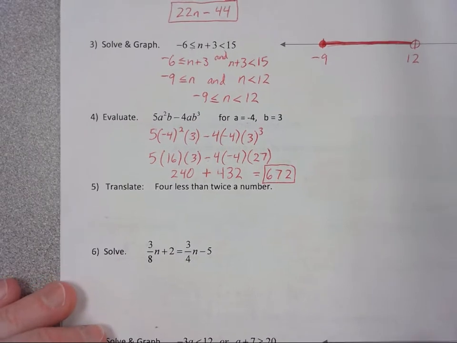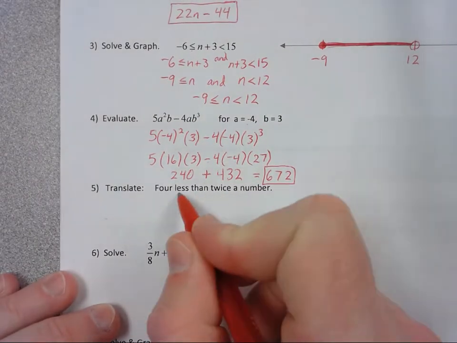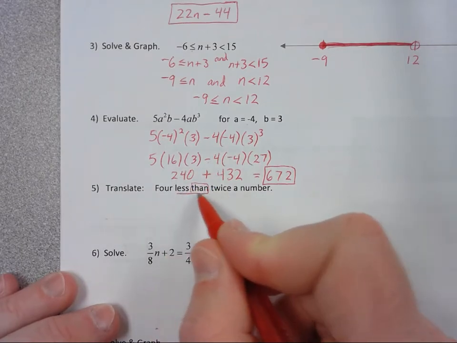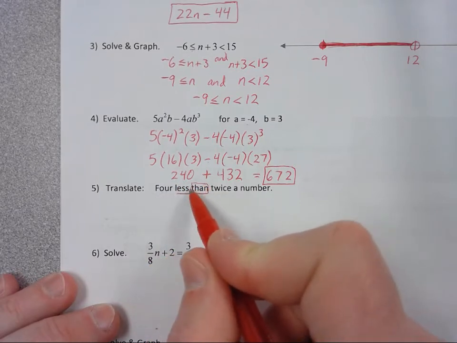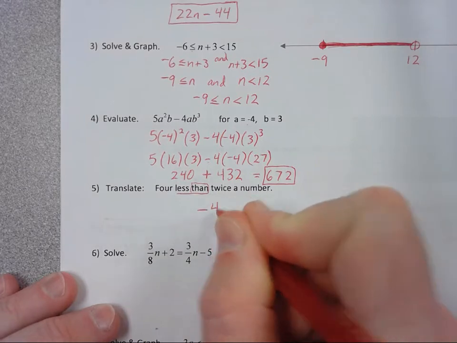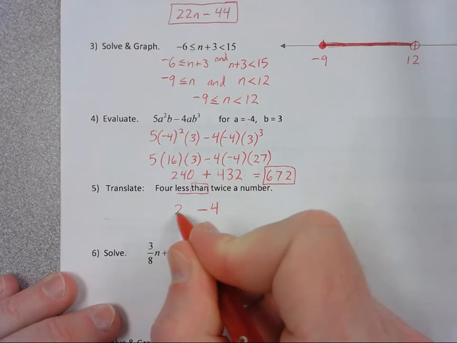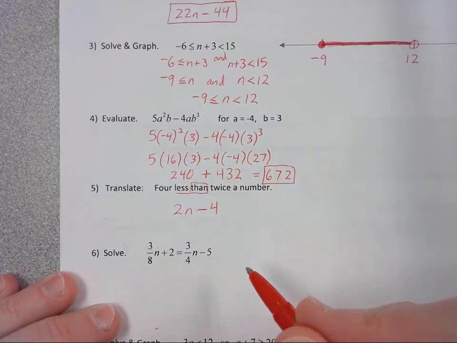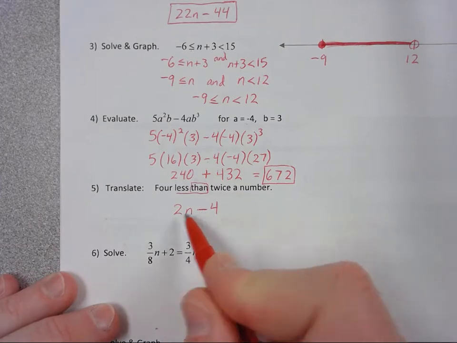Number 5, 4 less than twice a number. So I see this "less than." Any of these phrases that have "than" switches the order. Less than means subtract, so I need to subtract 4. And I'm subtracting 4 from twice a number. So twice some number, 2n minus 4, is 4 less than twice a number.